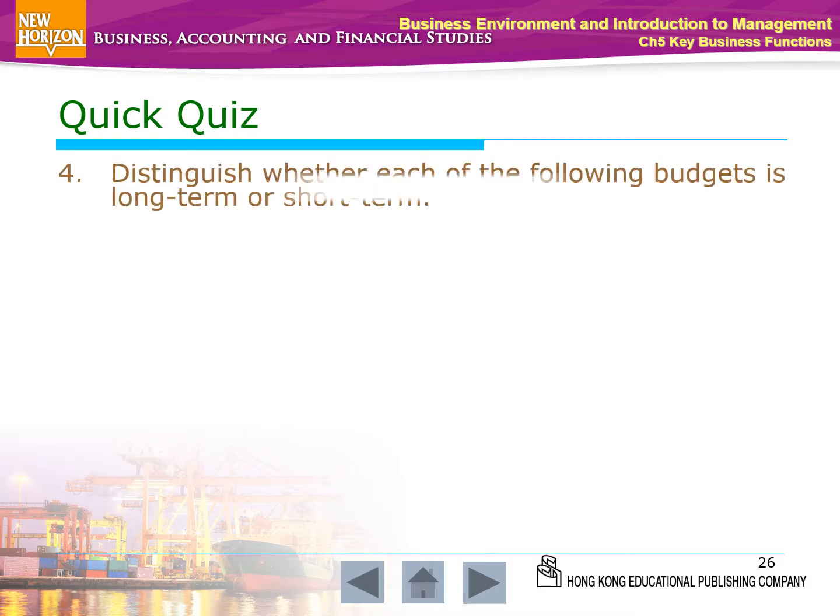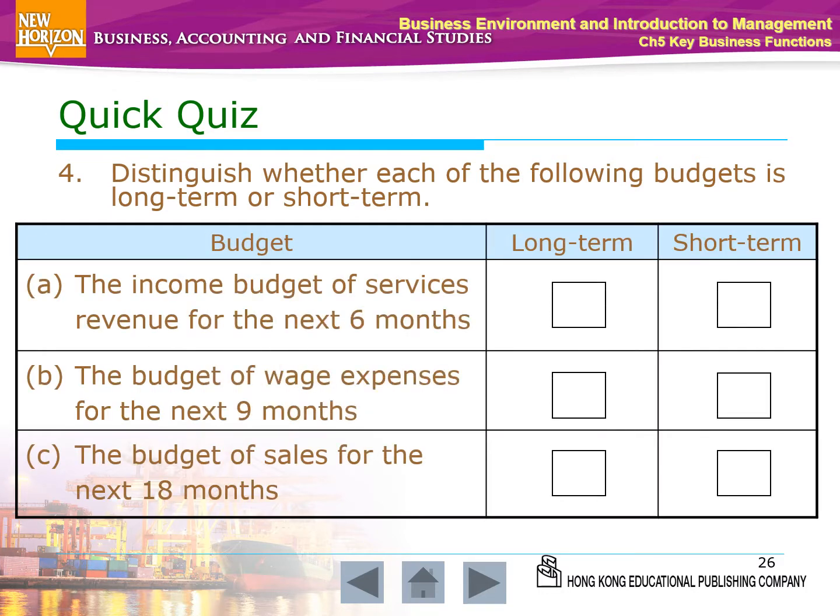Let's study, distinguish whether each of the following budgets is long-term or short-term. Remember, long-term is more than 1 year, short-term is less than 1 year. It's very simple. A, the income budget of services revenue for the next 6 months. Next 6 months. Long-term or short-term? Very simple, okay? Short-term, less than 1 year.